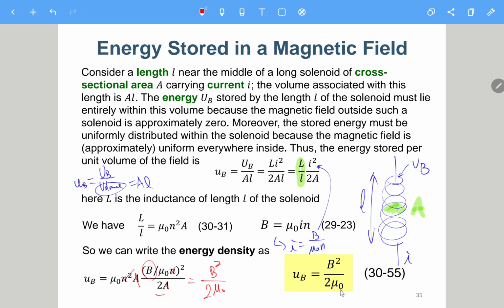And if you still remember, for ue it is 1/2 epsilon naught E squared. So the idea here is to change E to B, and then change epsilon naught to 1 over mu naught, so that this mu naught goes to the denominator. So this is also a duality.